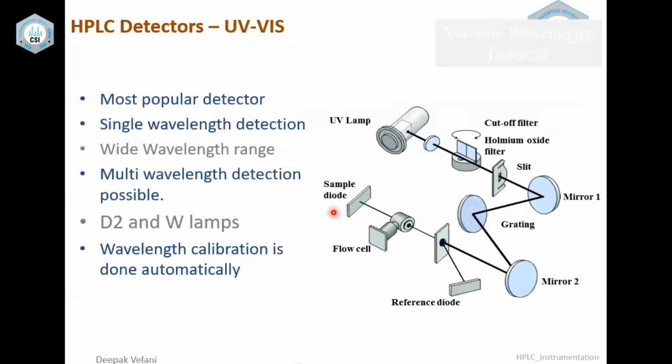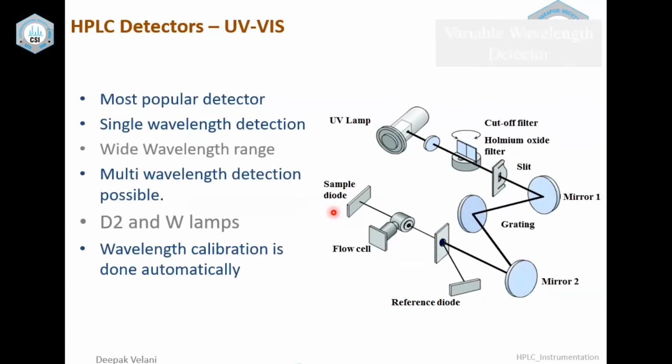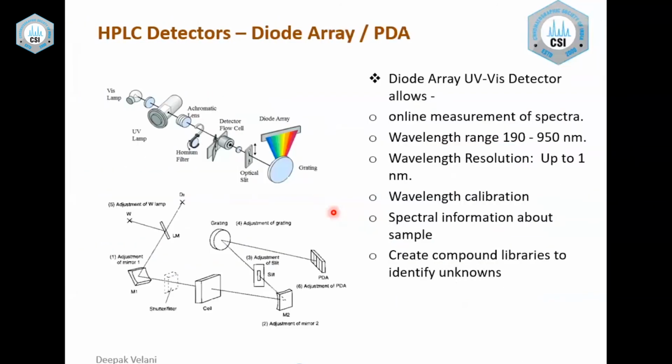The benefit here is that this is very simple in operation, and very little data is generated in terms of the size of the chromatogram, so it occupies very little space in the data system. At the same time, the UV-VIS is a QC detector, while the PDA or diode array detector is more a development detector.